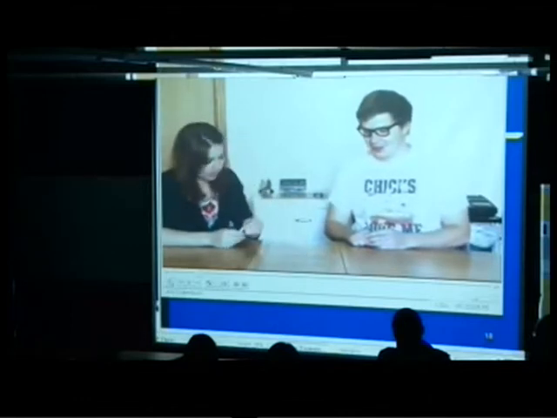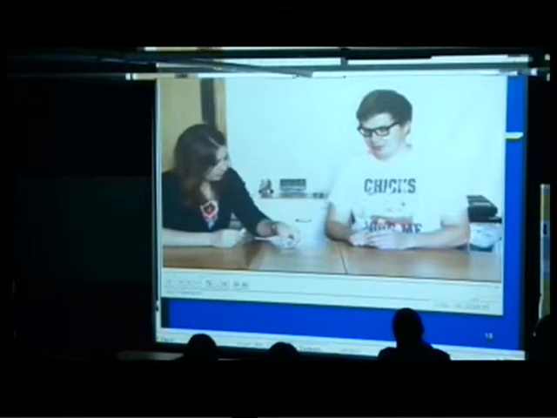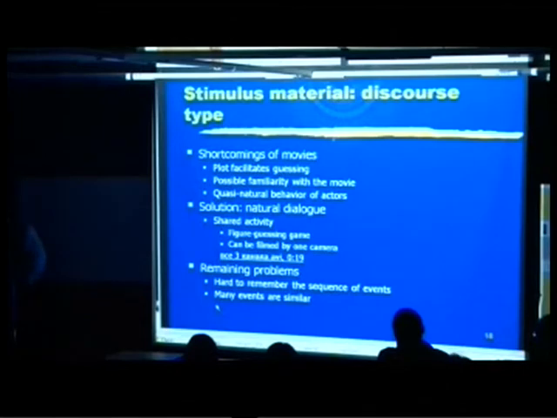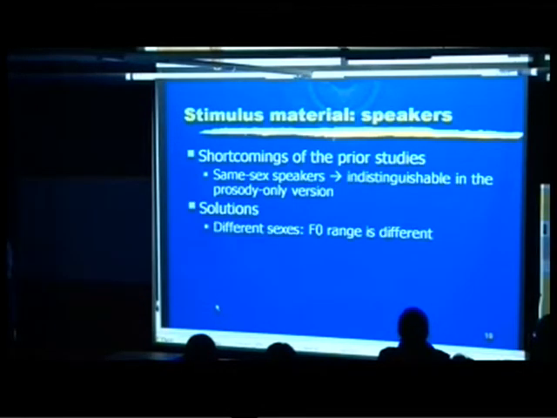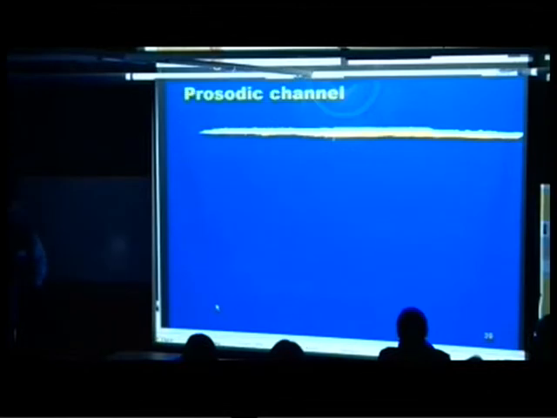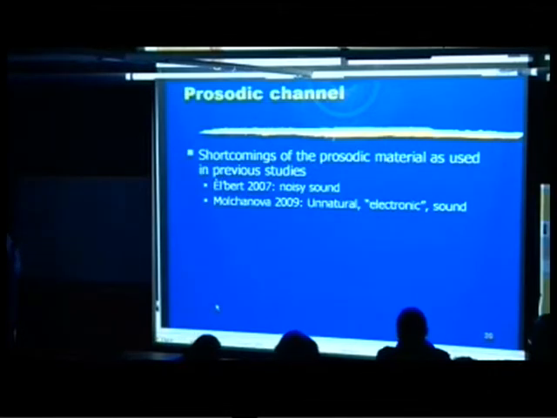Instead of the same-sex speakers, we used different-sex speakers in this study because in the prosody alone condition it was difficult to get the difference between the speakers. In terms of the creation of the prosodic channel, the filter imposed on the original sound was somewhat improved, because in the previous study, as you probably heard, the signal was too noisy. I can show you now how this worked out.